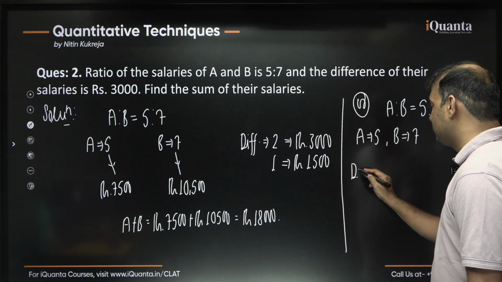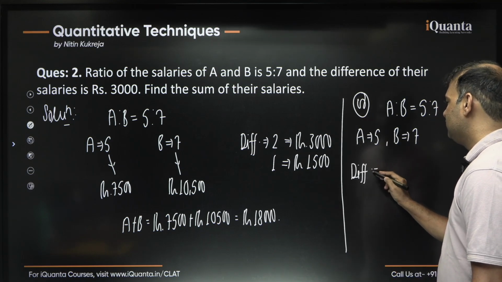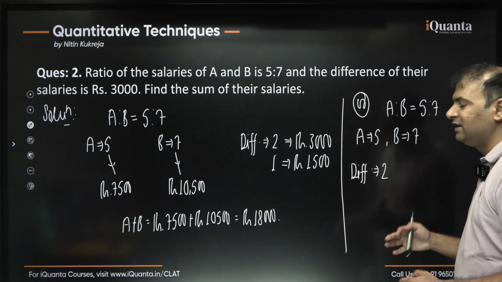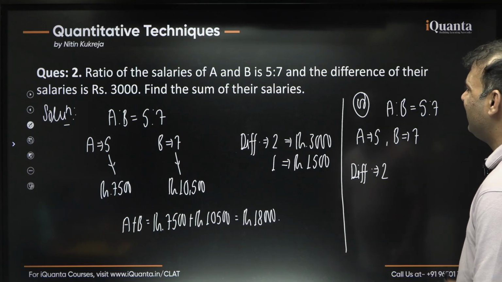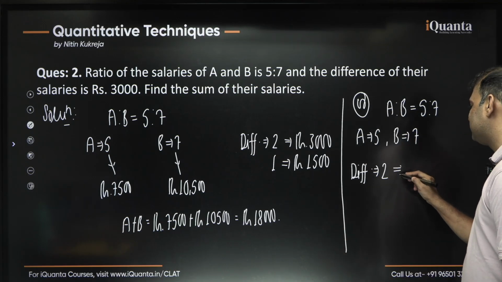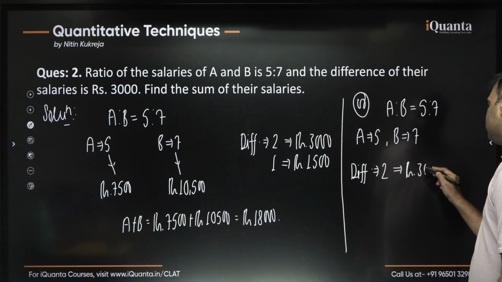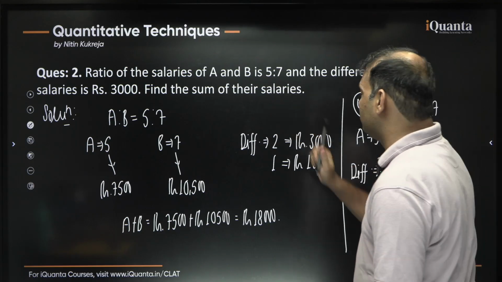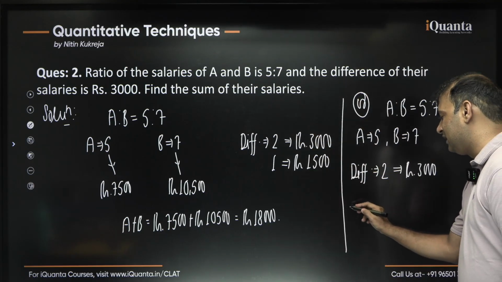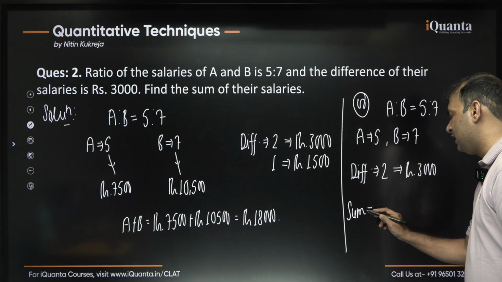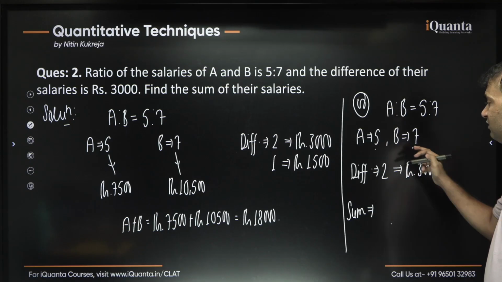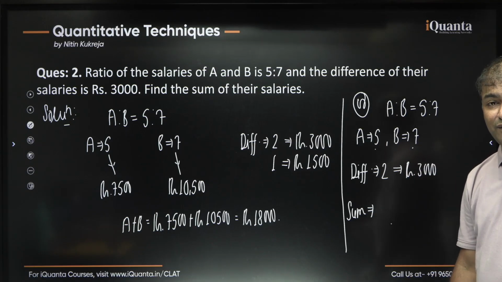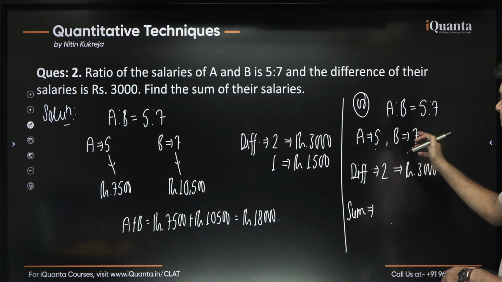So the difference we can say is 7 minus 5, which equals 2 on the assumed part, and the real difference is given to us as rupees 3,000. Now we need to find what, guys? We need to find the sum of their salaries. In the assumption, remember, we had assumed salaries as 5 and 7. So what will be the sum of their salaries in the assumption? 5 plus 7 is 12.